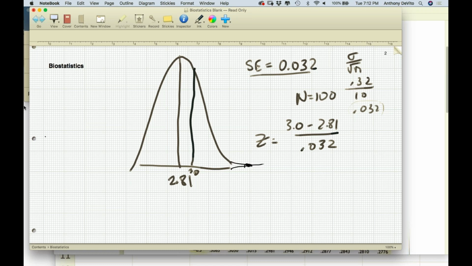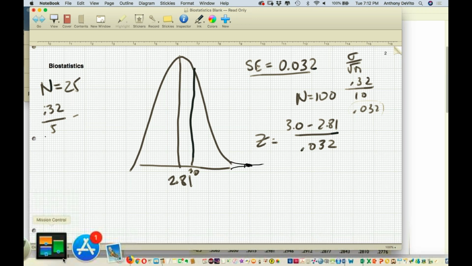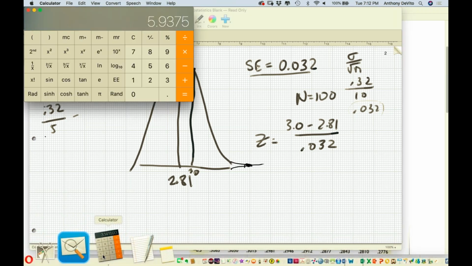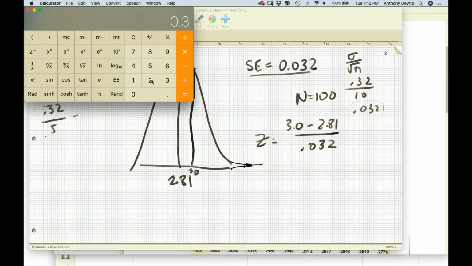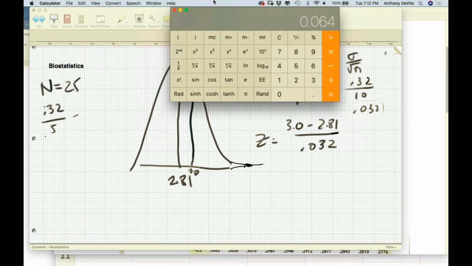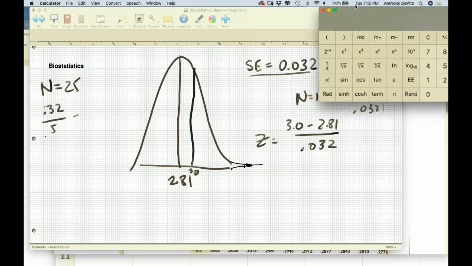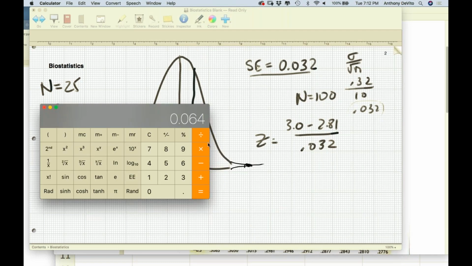How about a sample size of 25? What if our sample size was 25? Well, in that case, our standard error would be 0.32 divided by the square root of 25, which would be 5. So 0.32 over 5 is equal to 0.064. We did that before. So what would that be now? 0.064. So instead of 0.032, it's going to be 0.064.